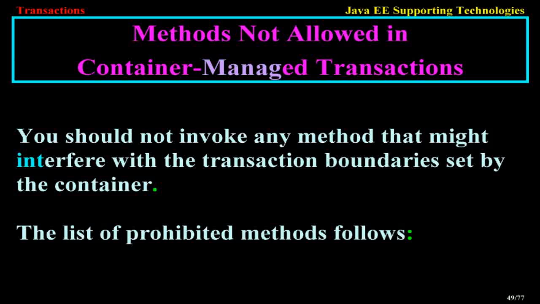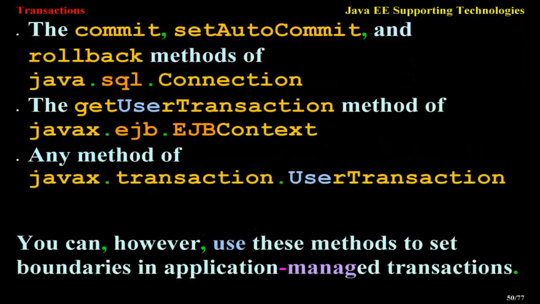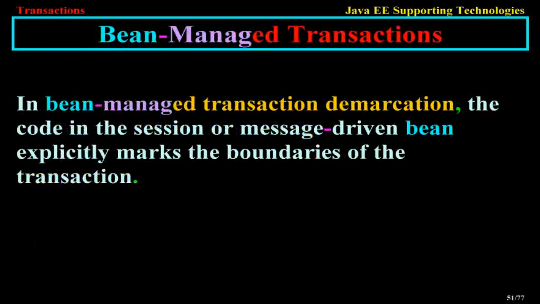The list of prohibited methods follows: the commit, setAutoCommit, and rollback methods of java.sql.Connection; the getUserTransaction method of javax.ejb.EJBContext; and any method of javax.transaction.UserTransaction. You can, however, use these methods to set boundaries in application-managed transactions, that is, bean-managed transactions.